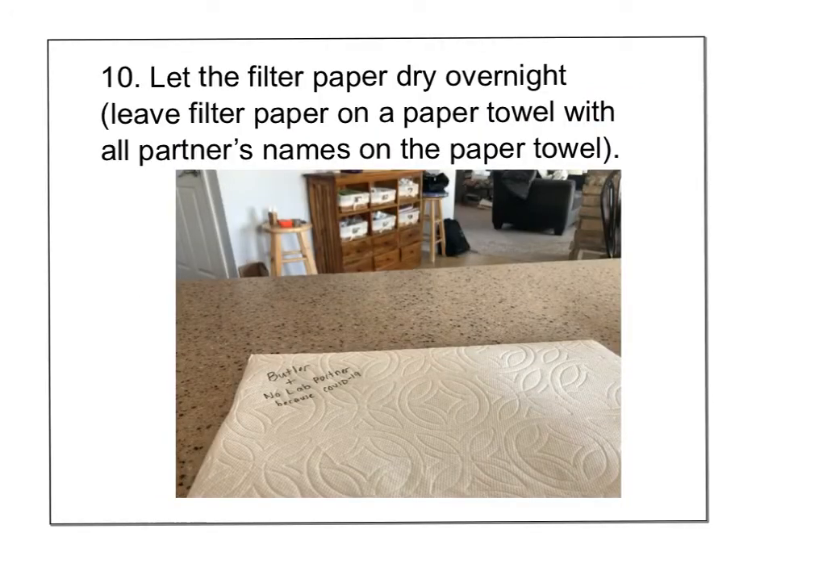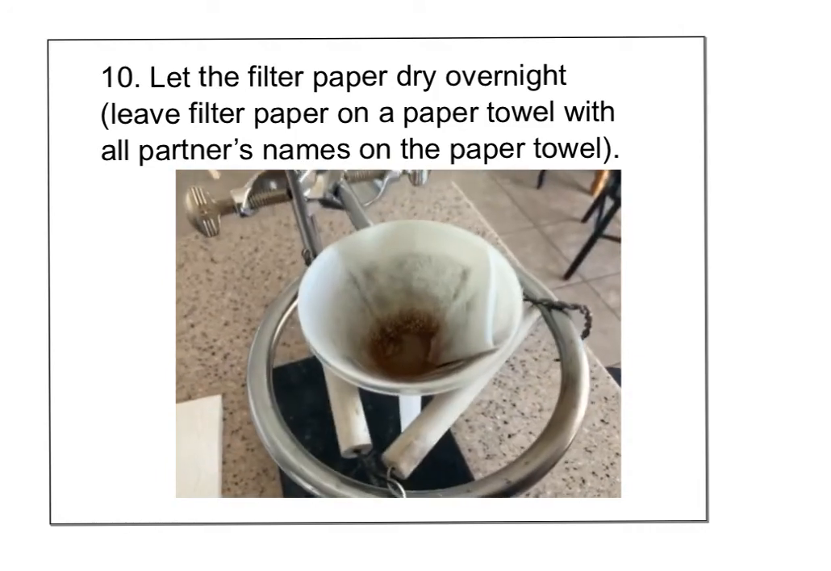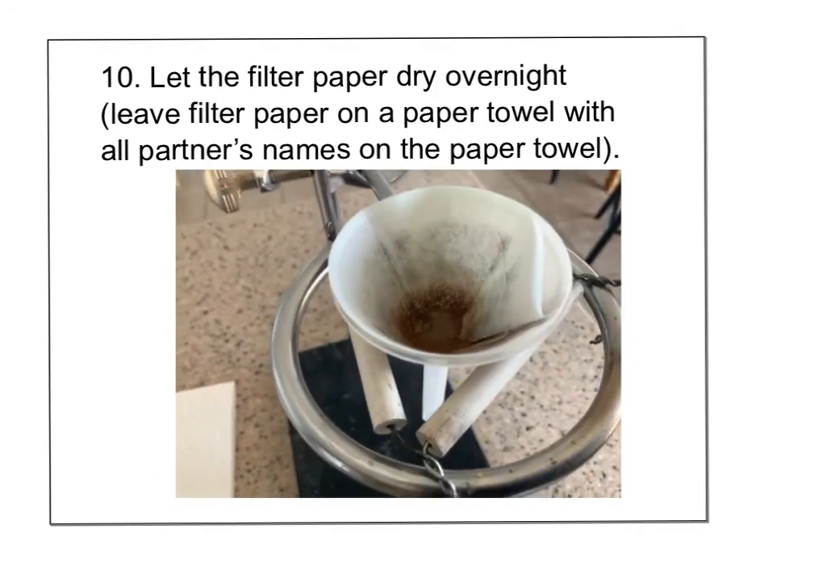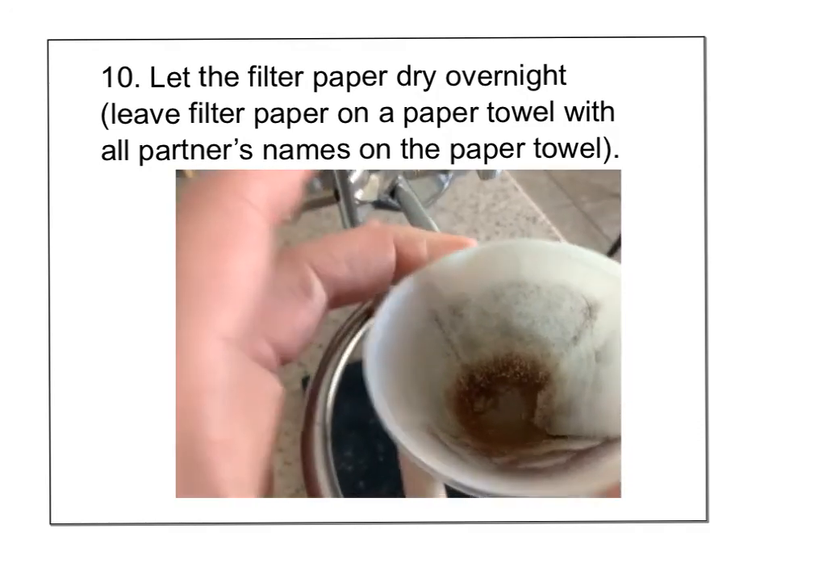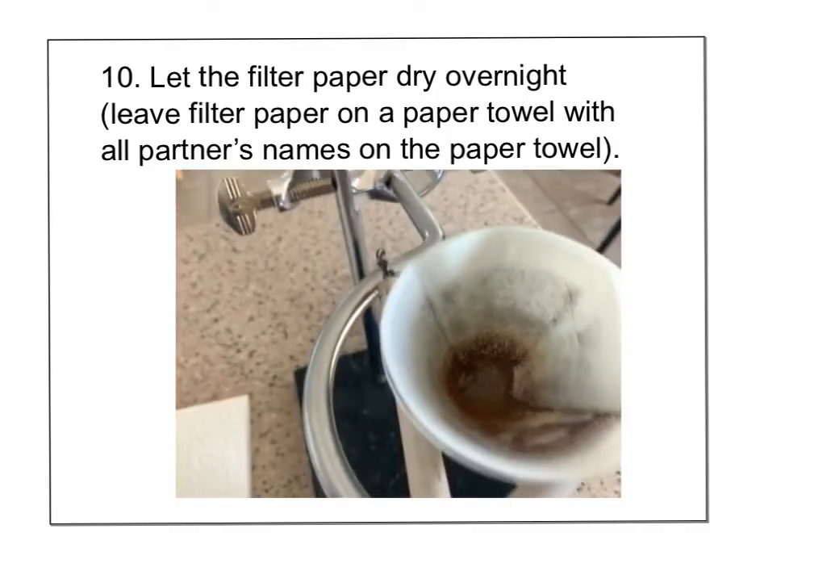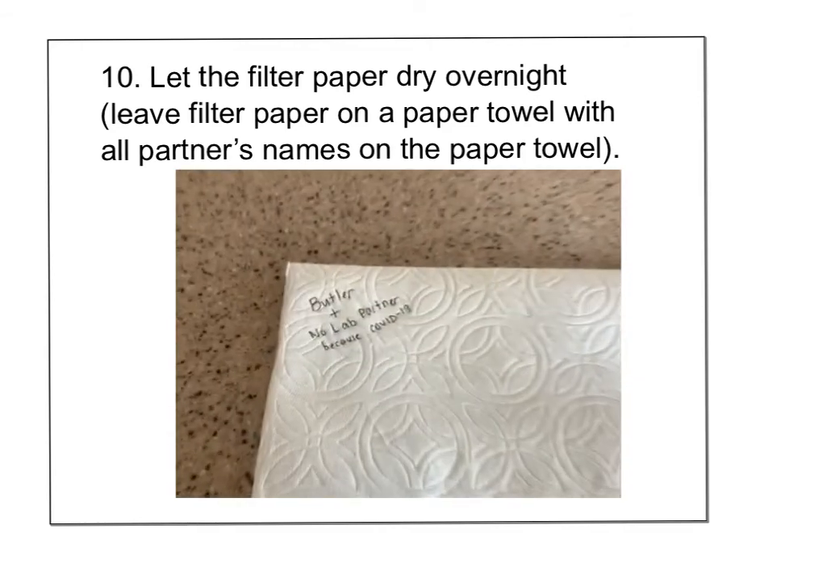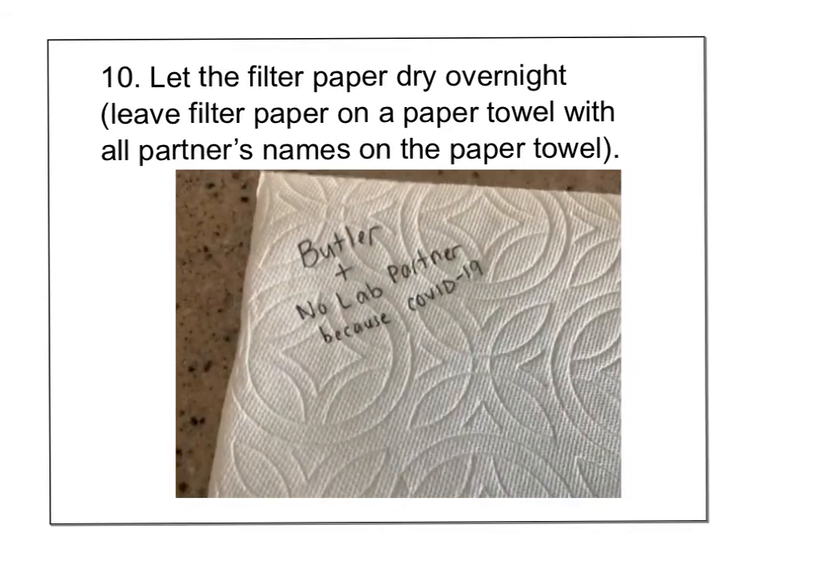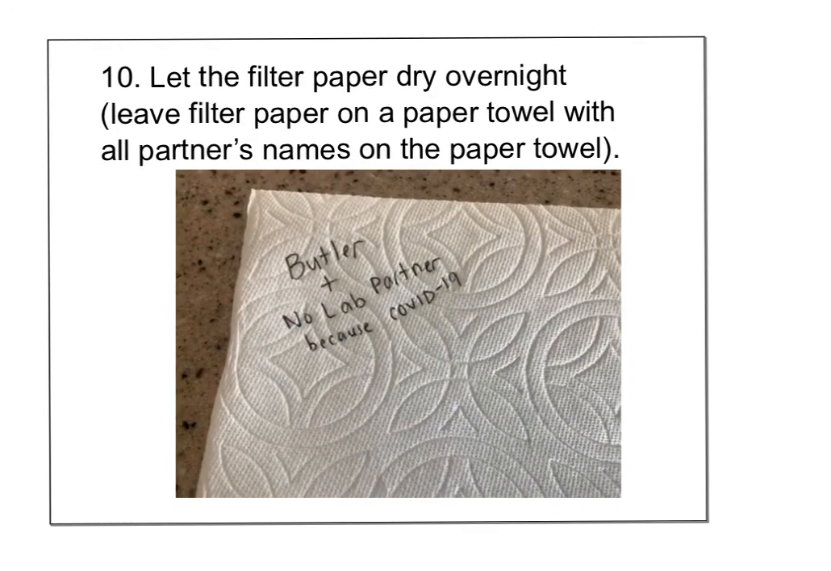So it says to let the filter paper dry overnight, right? I could take this out right now and get a mass, but that would not just be the mass of copper. It would be the copper plus the filter paper, and clearly the filter paper and the copper are still wet. So I'm going to let that dry overnight by putting the filter paper on a paper towel with all partners' names, is what the direction said. So I did Butler and no lab partner.